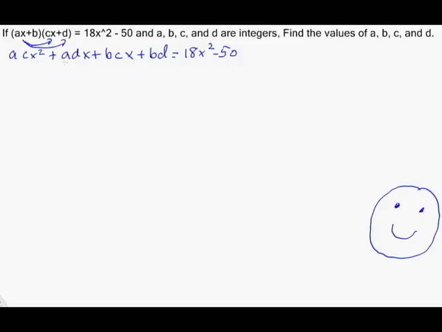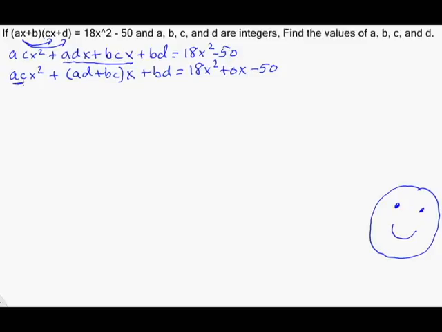Now these two middle terms here, I'm going to factor out an x. So I have acx squared plus the quantity ad plus bc, that quantity times x, plus bd, and it's still equal to 18x squared, but I'm going to write it as plus 0x minus 50. So what we have is a quadratic on the left side and right hand side. So if the quadratics are equal, their coefficients are equal.